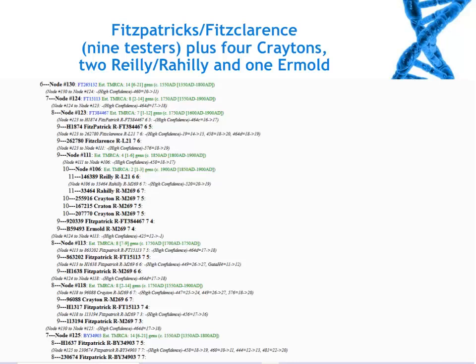And I'm assuming that the Fitzclarence is probably an MPE event, but it may not be. Then you got 4 Creightons, 2 Rileys, and 1 Ermode. So this is pushing the 50% MPE rate, but this is obviously an evolving second surname cluster for the Fitzpatricks.